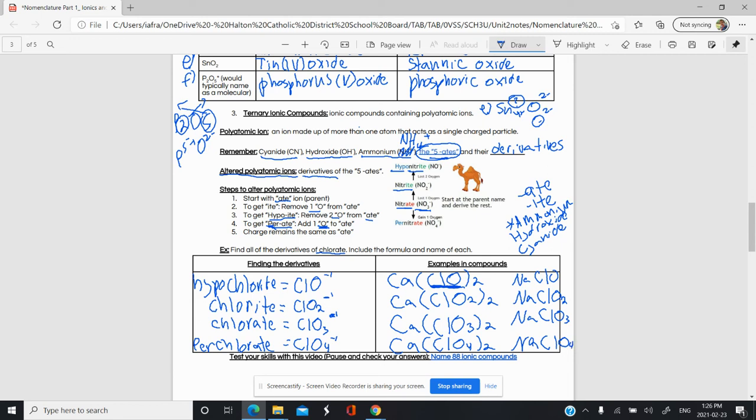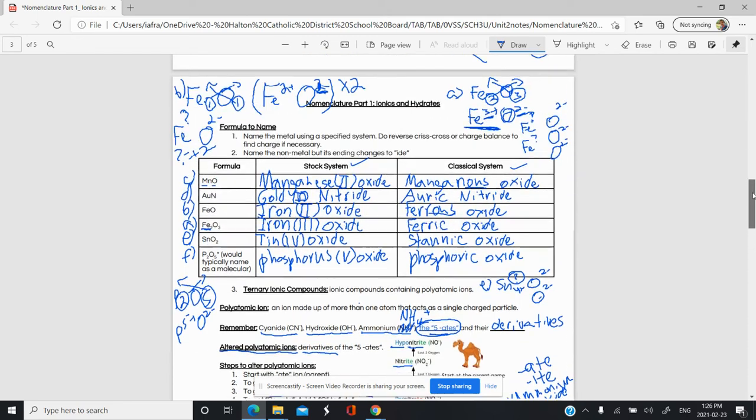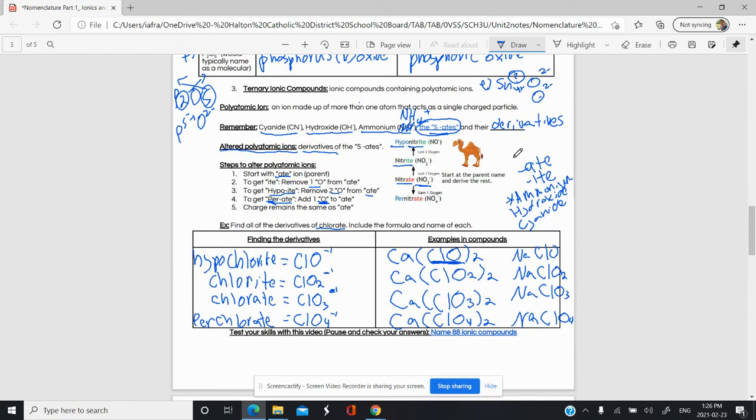We'll go over naming and formula writing after, but right now I want you to get that polyatomic ions are groups of atoms that are covalently bonded but have an overall charge. When you make ionic compounds with polyatomic ions, you have something called ternary ionic compounds. They're no longer binary because they have more than 2 different elements in them. So the ones you need to remember are cyanide, hydroxide, and ammonium, plus the 5 eighths and their derivatives.